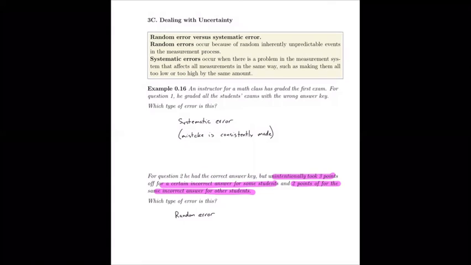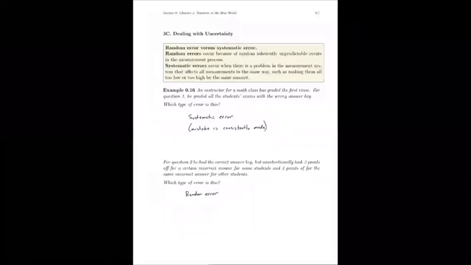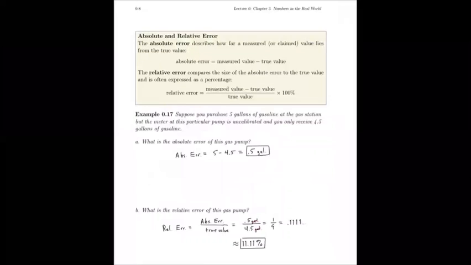And in some cases, for the same wrong answer, a student loses 3 points, and another student might lose 2 points. There's no rhyme or reason to this. It's not consistent, and this is a random error. Okay, so that illustrates the difference between systematic error and random error. The book has a few examples as well in this subsection.